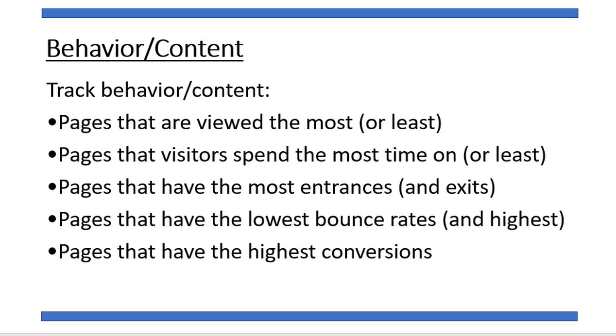Next, you'll want to look at what they're doing with your content. So which pages are viewed the most, which pages do visitors spend the most time on, which pages are entrances, which usually means they came from a search engine. So which pages are kind of search engine magnets, which pages have the lowest bounce rates, and which pages have the highest conversions. And so it's going to be important to know which of your content is performing the best, and conversely, which content isn't performing so well. You could go back and beef it up.